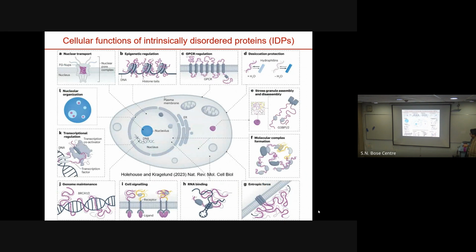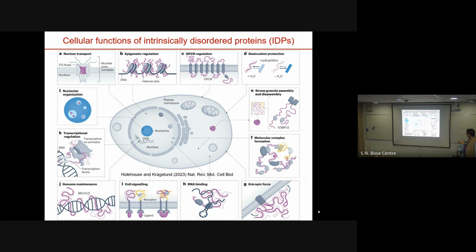And this type of disorder is spread throughout the cell, right? If you think of a typical eukaryotic cell, we find them in the nuclear pores, we find them in histones where epigenetic modifications happen, we find them in membrane proteins, for example, in GPCRs, where these disordered regions are the ones which help in the modeling or controlling the function of the protein. They help in the formation of complexes.